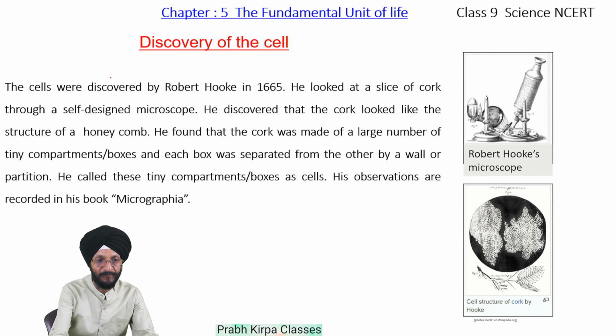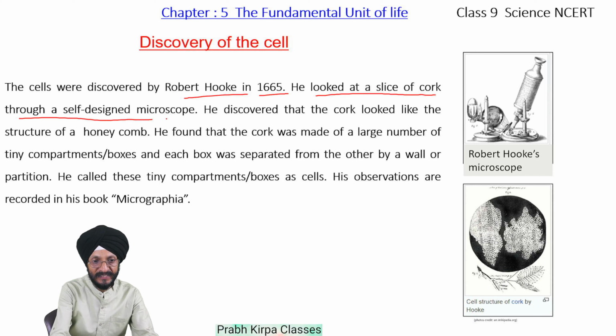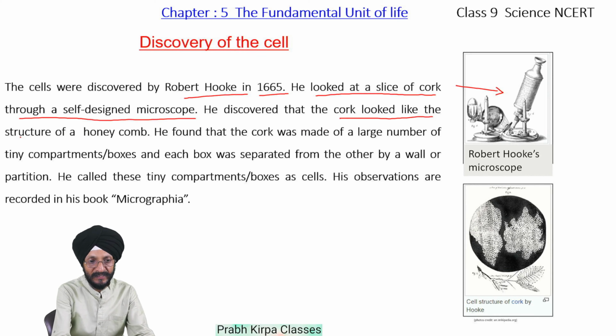Discovery of cell. The cells were discovered by Robert Hooke in 1665. He looked at a slice of cork through a self-designed microscope. You can see here, this is the microscope. He discovered that the cork looked like the structure of a honeycomb.